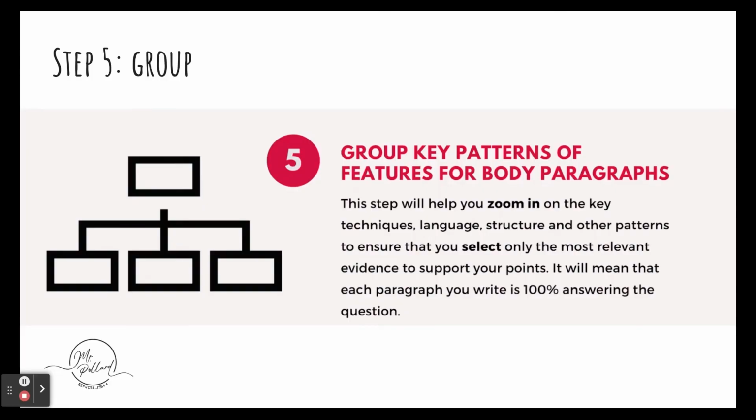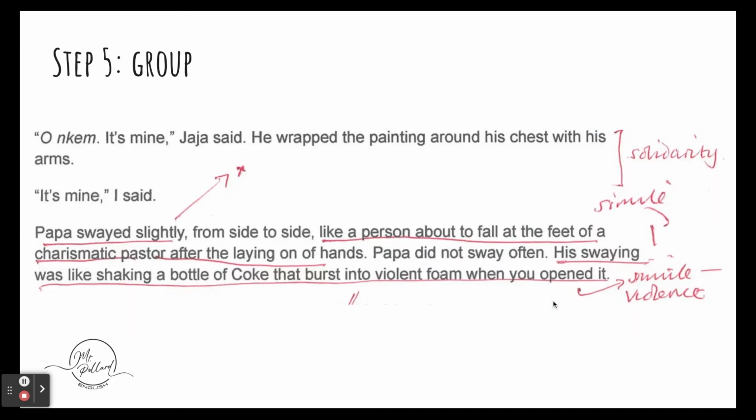So step 5 then is to go through your annotations and look for patterns and features to plan your main body paragraphs. Why do you do this? Well, it's going to help you to zoom in on the key techniques such as language, structure, etc., and other patterns to ensure that you select only the most relevant evidence to support your points. It will mean each paragraph you write is 100% answering the question. So here we see an example of another piece of annotation from me.